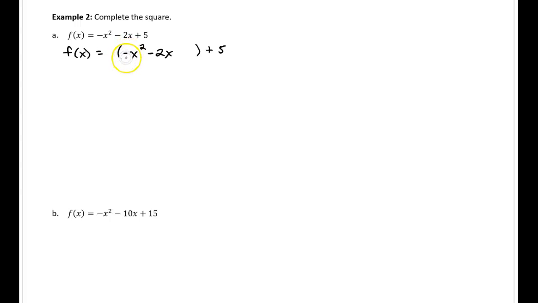Because of that negative in front of my x squared, think of it as a negative 1. I don't want that negative 1. I want a nice positive x squared in my parentheses. So that negative 1, I'm going to have to factor it to the outside. So when I factor out negative 1 from everything inside of my parentheses, I can write the negative 1 on the outside. Then left over inside, I'm going to have a positive x squared plus 2x.